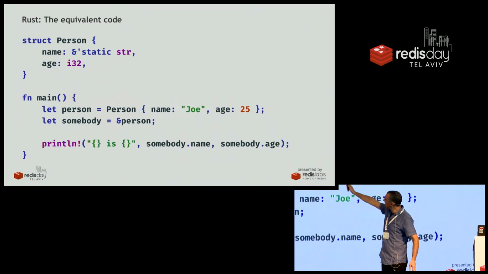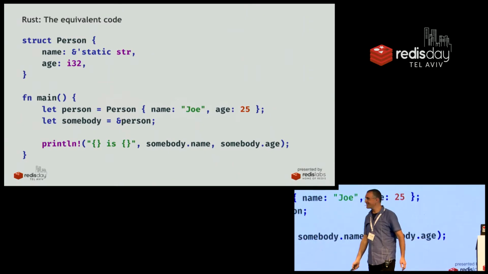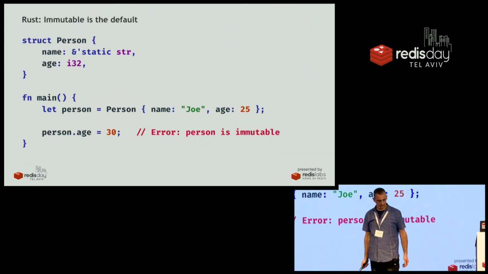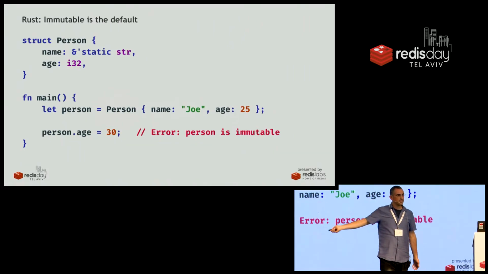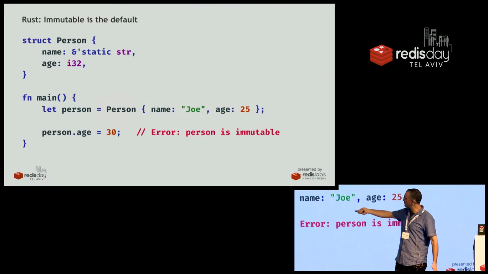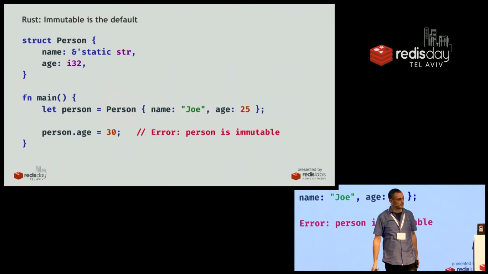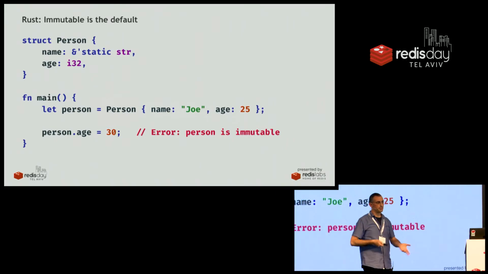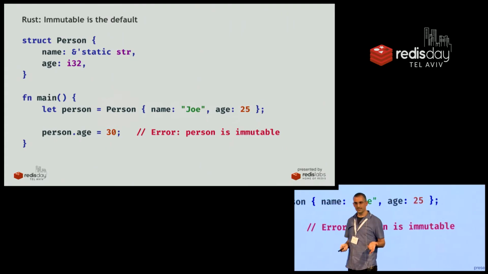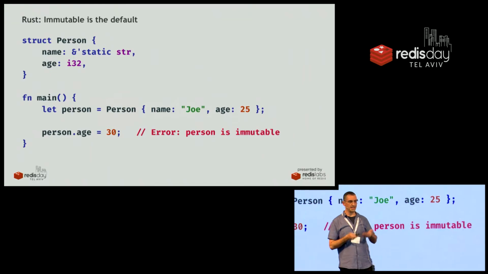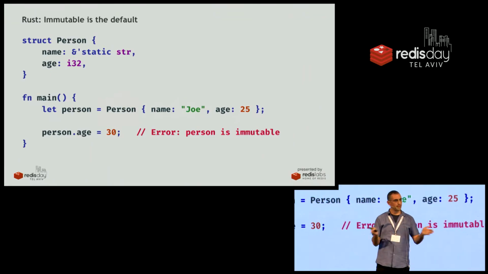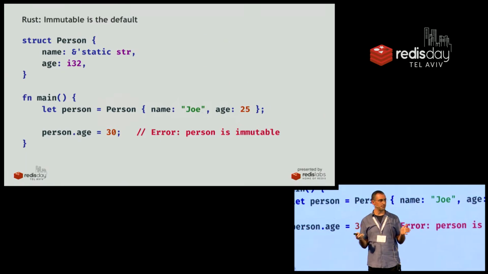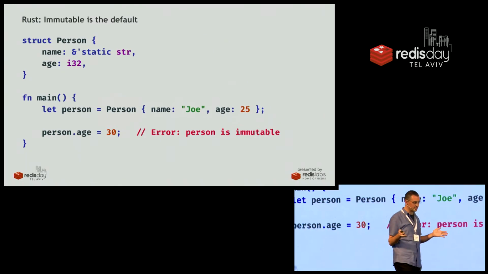Never mind about that static there. That's too complex to explain. And i32 is just an integer of 32 bits. The default in Rust is for values to be immutable, so we cannot change the age of a person. That's for safety. We don't want somebody to take a variable and change it by mistake. It's also for optimization. We can easily send this value to multiple threads, for example, and be sure that nobody can modify it. And this is part of the safety in Rust, the thread safety.